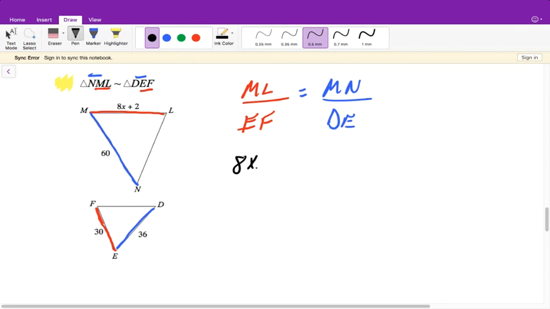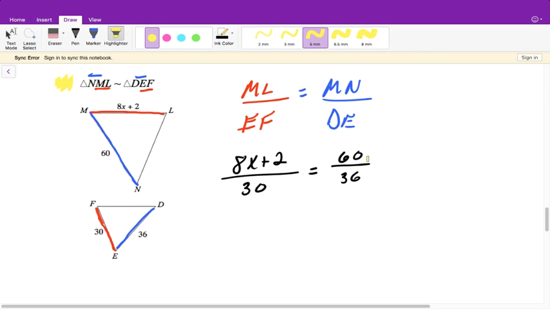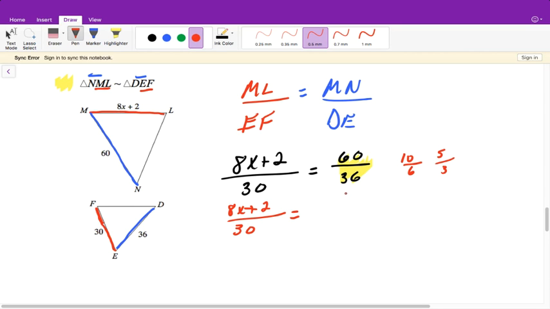ML is 8x plus 2. EF is 30. MN is 60. And DE is 36. All right, what I would suggest is you simplify this fraction. You don't have to, but otherwise you're going to be dealing with some really large numbers. So it'll be 8x plus 2 over 30 is equal to, well, 6 goes into both of these. 6 goes into this, so it'll be 10 over 6, and then this still reduces. 2 goes into this, 5 over 3. So this reduces to 5 over 3, because 12 goes into 60 and 12 goes into 36.